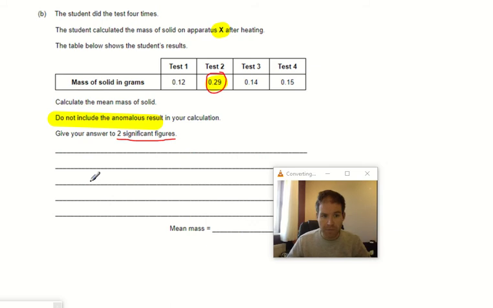Okay, so what we have to do, we do 0.12 plus 0.14 plus 0.15, divided by 3. And that brings us out as 0.14. So 2 significant figures, it was 0.14. Okay, that's going to get you all 3 marks. There's 3 marks there for that question.